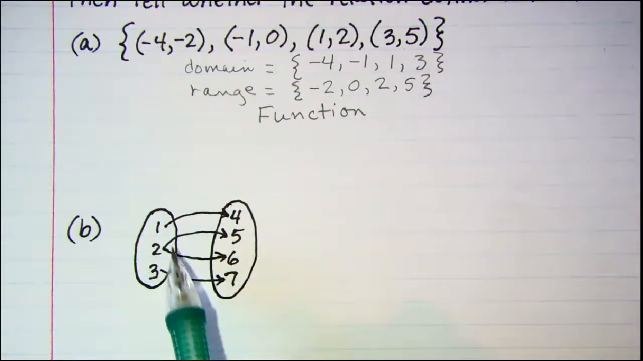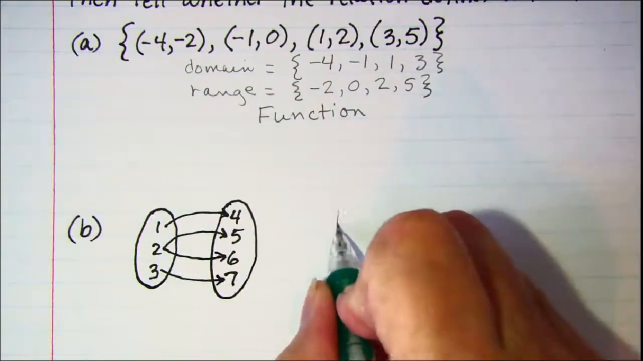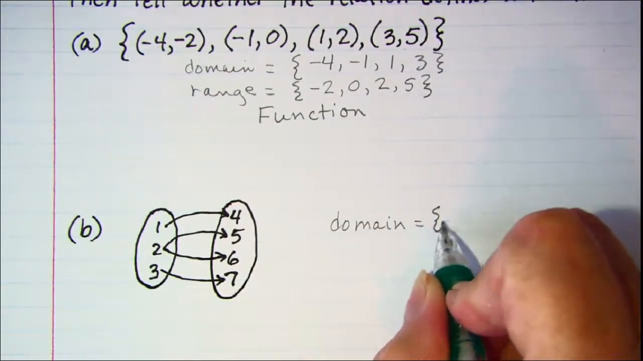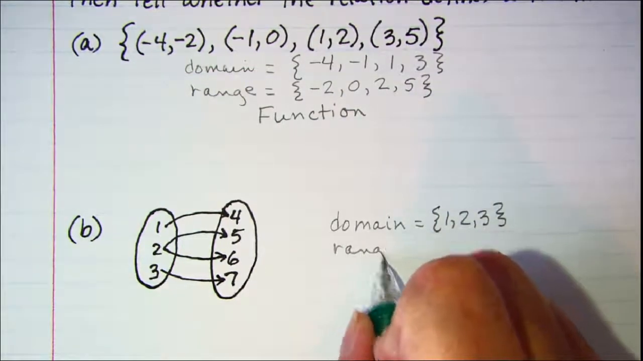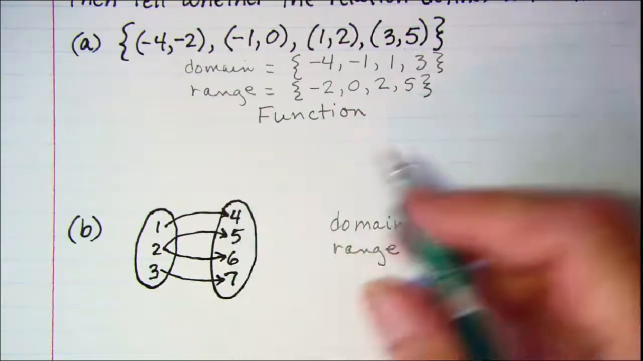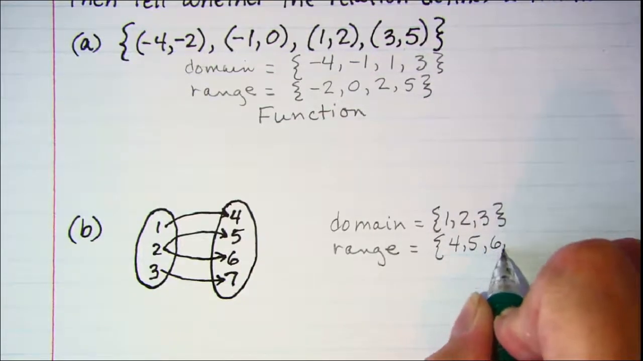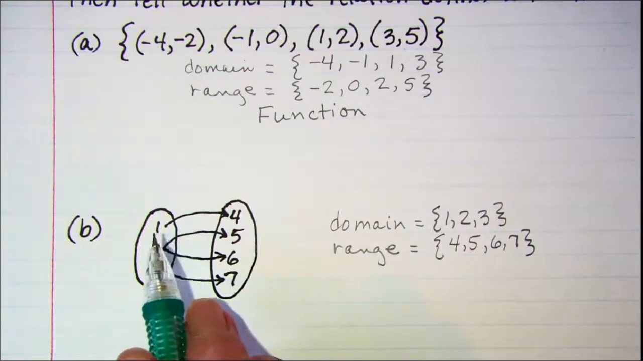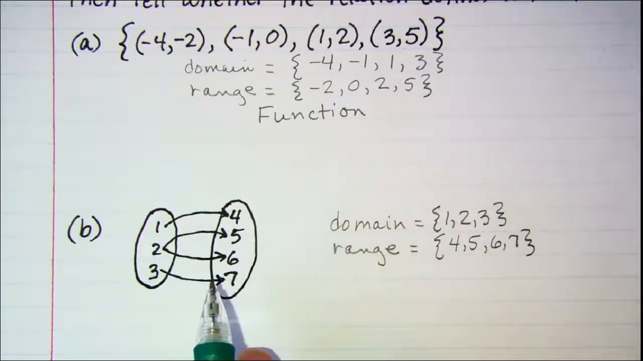Our domain is all of the elements that are in this oval. So our domain is the set 1, 2, and 3. Our range is the set of elements in this oval. So our range is 4, 5, 6, 7. Now the only thing that would make this not a relation would be if any elements that are in either the domain or the range are not mapped onto another element. But we can see that everything's mapped onto a number.